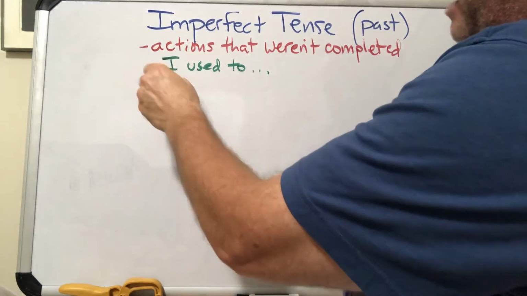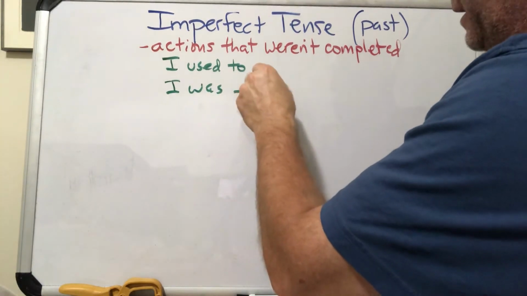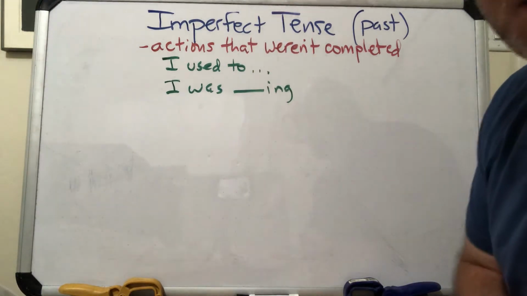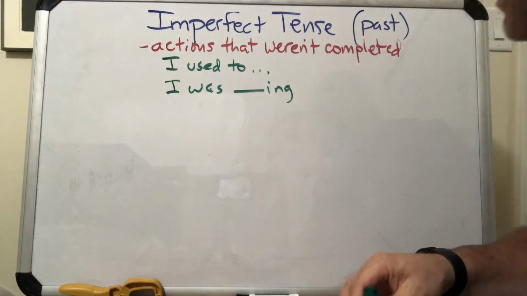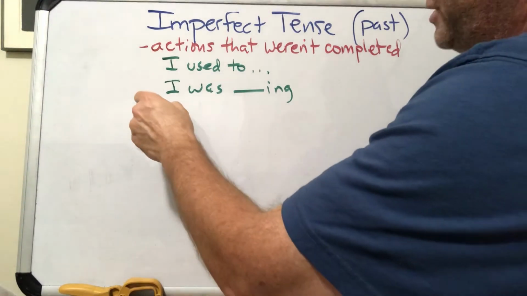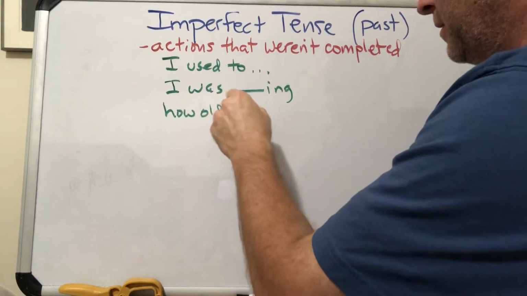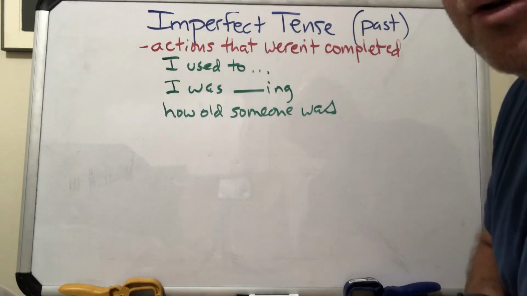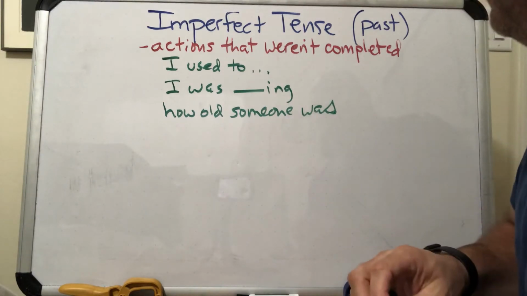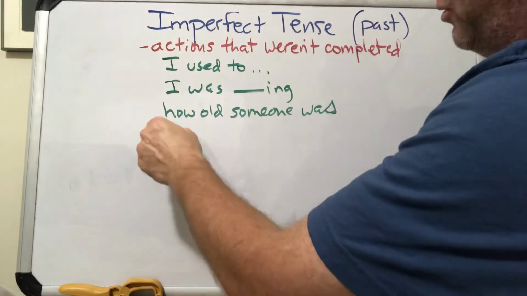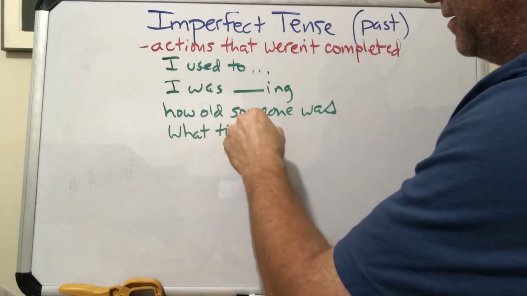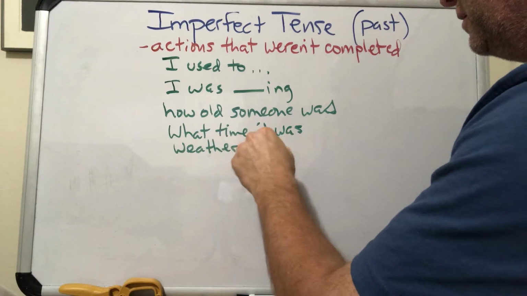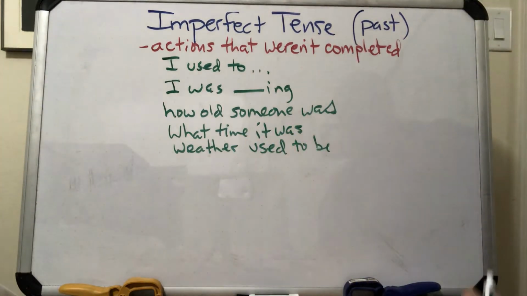Other times we'll say "I was" something. So I was studying, or I was working, I was cooking when this thing happened. That would also be the imperfect tense. We also use it to talk about how old someone was. So anytime you're describing something in your childhood, like, when I was 9 years old, you're going to use the imperfect tense. And we also talk about the time, what time it was, and whenever we're talking about what the weather used to be, we use the imperfect tense as well.